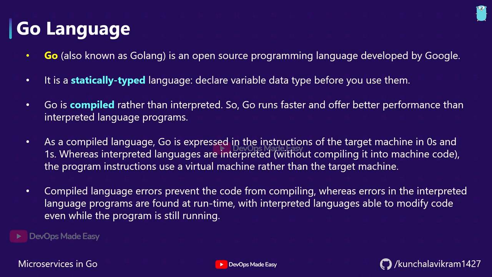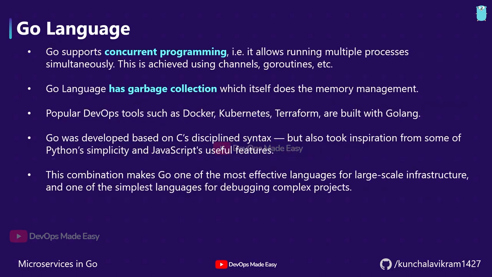So Go being a compiled language, it is more powerful, faster, and offers better performance when compared to interpreter based languages. And also Go supports concurrent programming, that is, it allows you to run multiple processes simultaneously. This is achieved by using Go channels and Go routines. And also Go has automatic garbage collection, which does the perfect memory management.